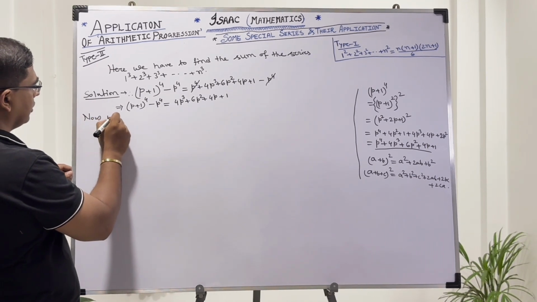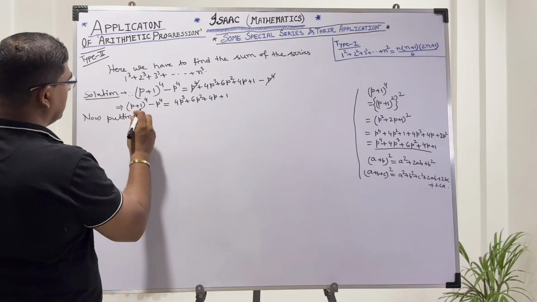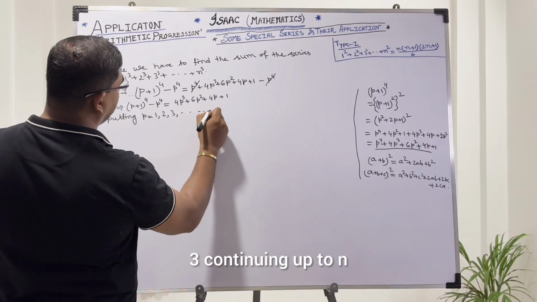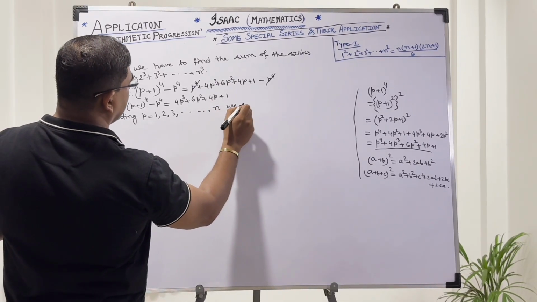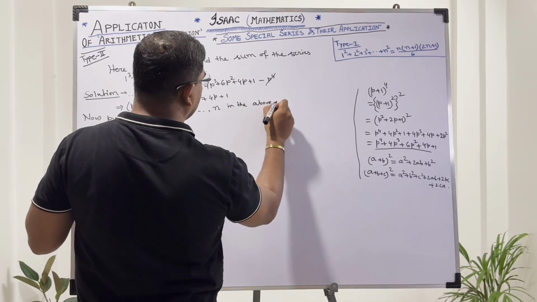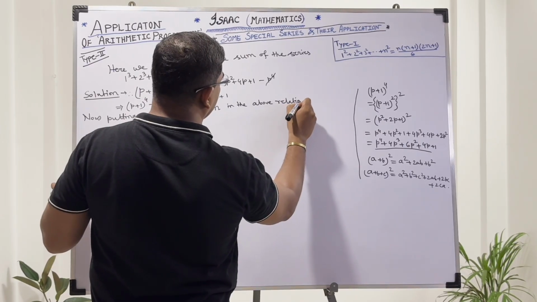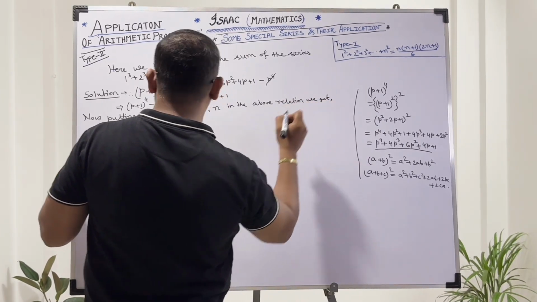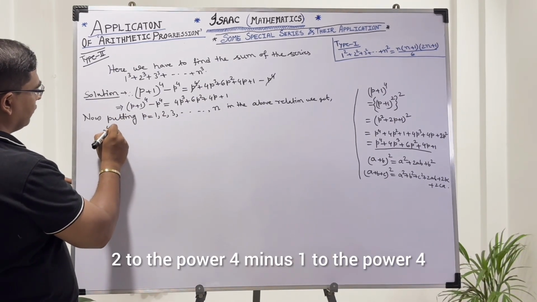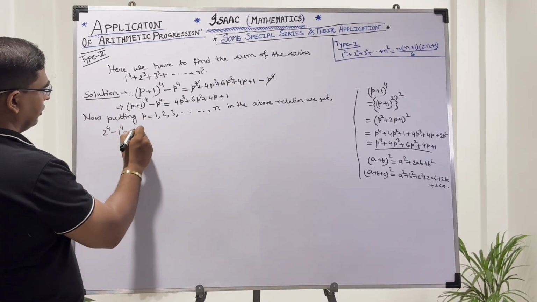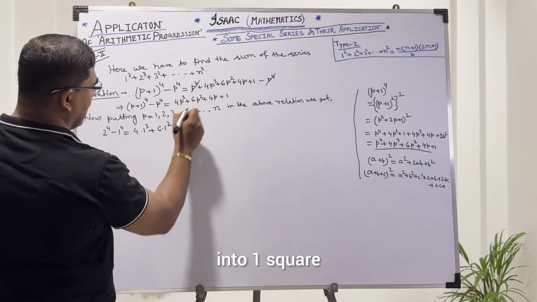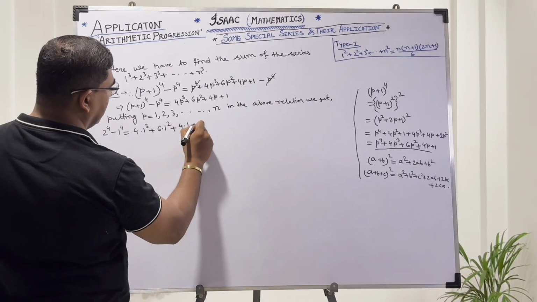Now, putting p equals 1, 2, 3, continuing up to n in the above relation, we get, when p is 1, then 1 plus 1 will give 2. 2^4 − 1^4 = 4 × 1^3 + 6 × 1^2 + 4 × 1 + 1.